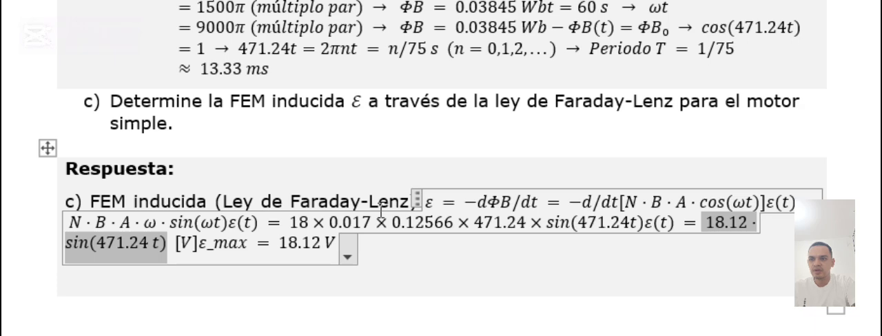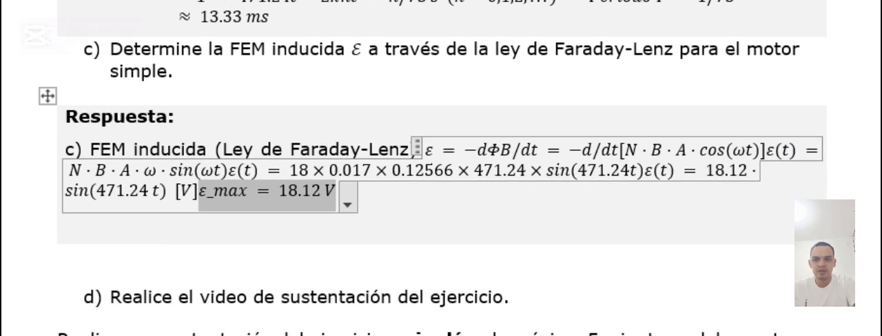In conclusion, this exercise shows how magnetic flux changes with rotation and how this variation generates an induced voltage according to Faraday's law. Thank you.